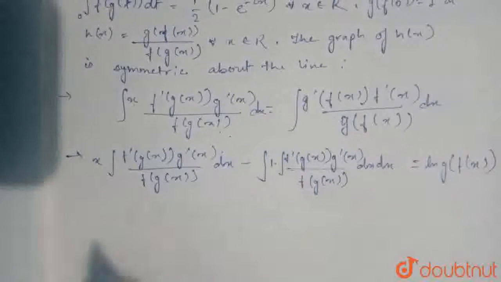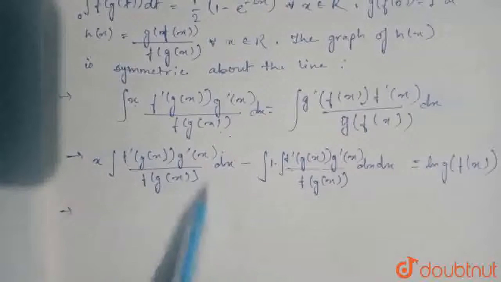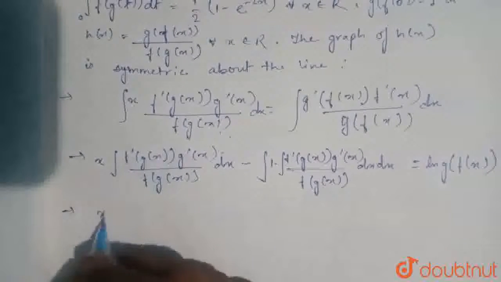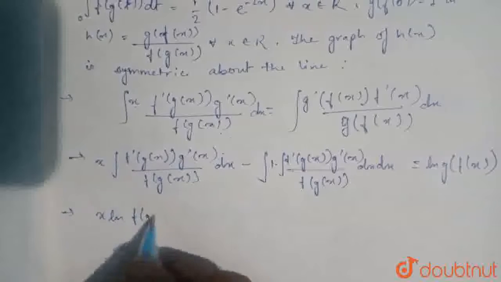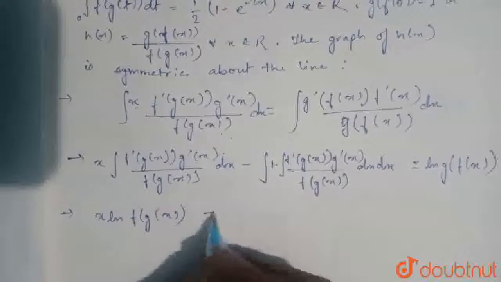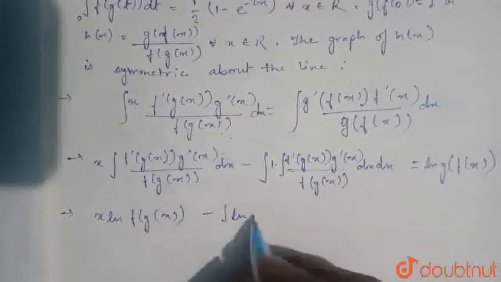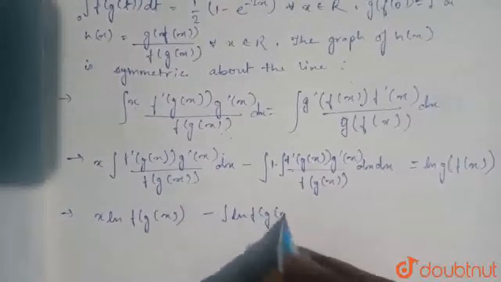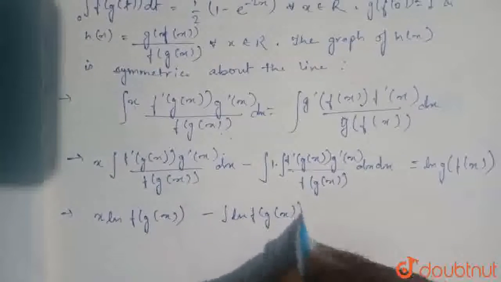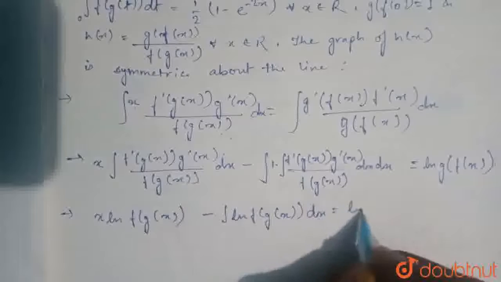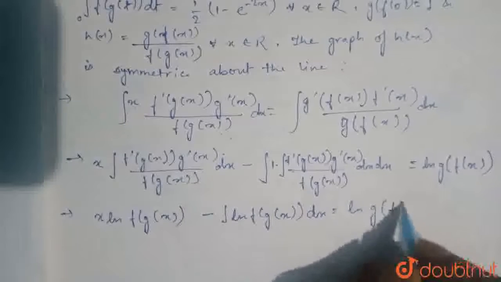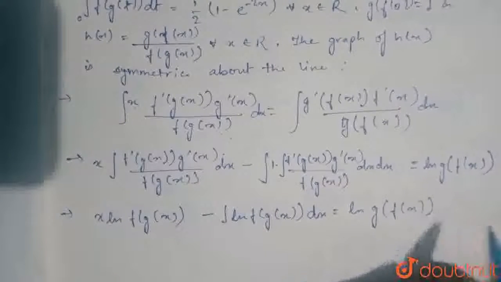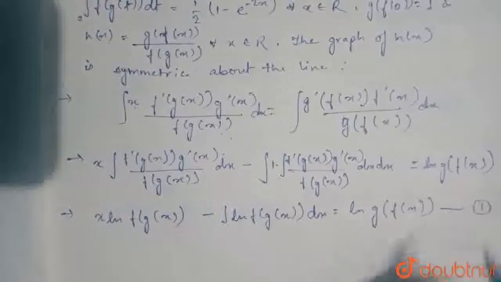Now the function is this and its derivative is this. Here also it's x times ln of the function minus integration of ln of f of g of x into dx is equal to ln of g of f of x. Okay, and this we'll consider as equation 1.